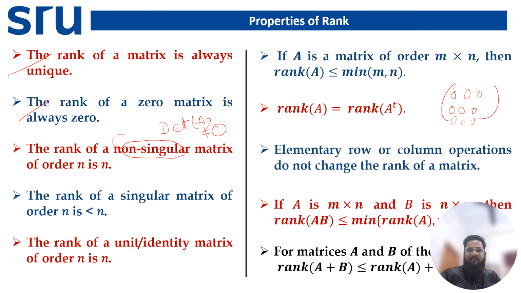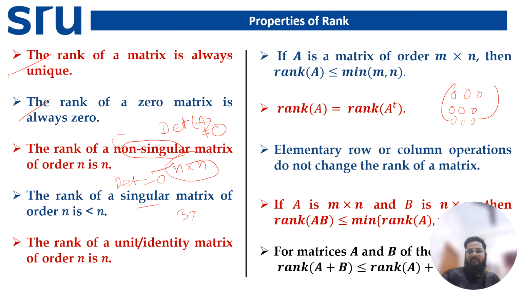In that case, if the order of the matrix is n cross n, because this concept of singular and non-singular is only applicable to square matrices, that means n cross n, same rows and columns. If the n cross n matrix is non-singular, then the rank will be n, not less than n, full rank. And if it is singular, that means the determinant is 0, then the rank will always be less than n.